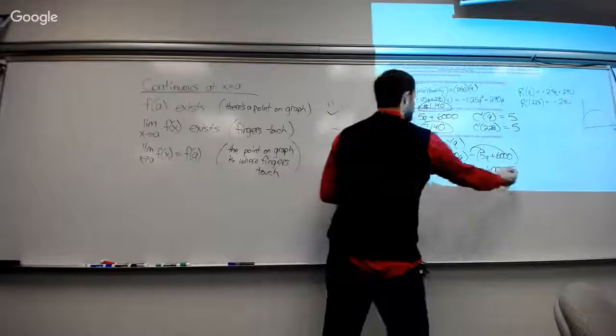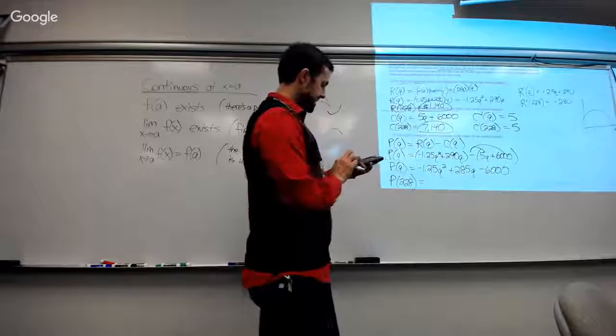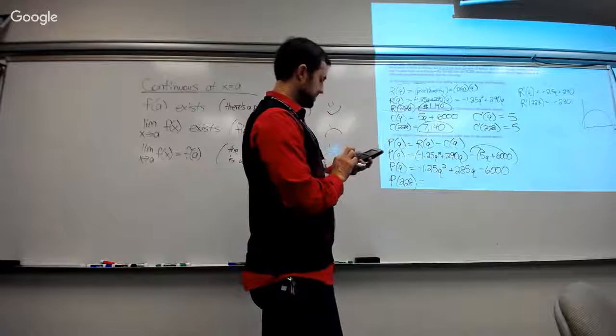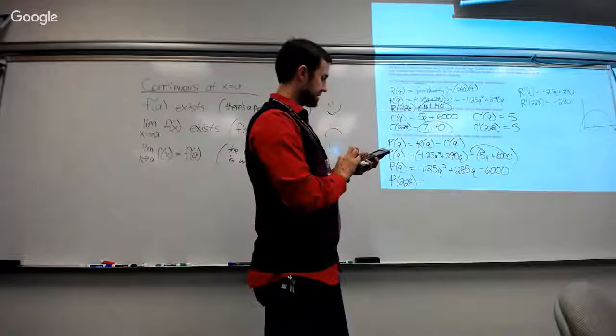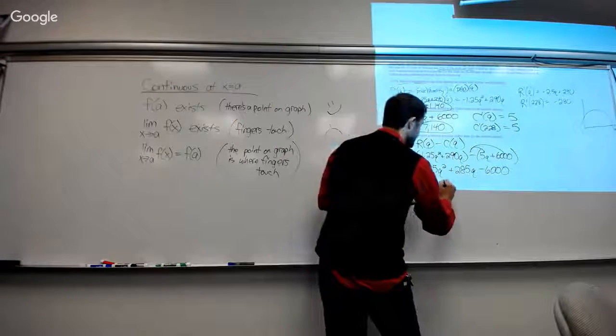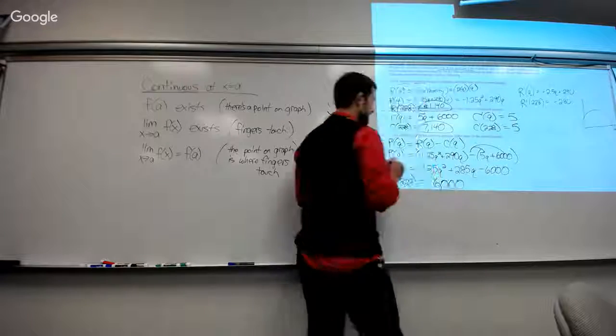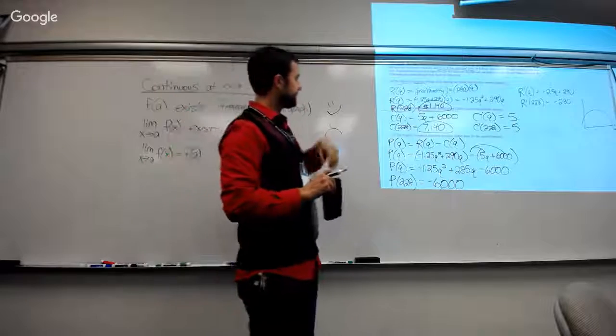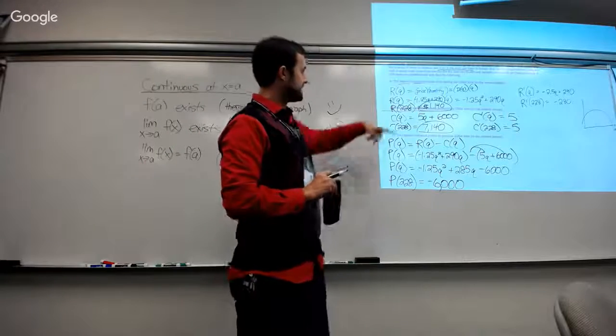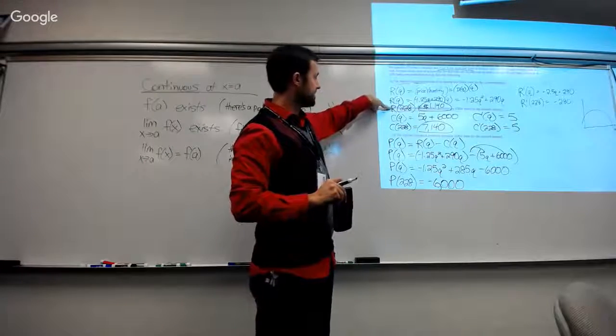And now if we actually plug in the value of 228, that'd be negative 1.25 times 228 squared plus 285 times 228 minus 6,000. And yes, indeed, it's negative 6,000. So we're $6,000 in the hole from selling these 228 items. And that's the same value that we would have gotten had we just taken the revenue and subtracted the cost.